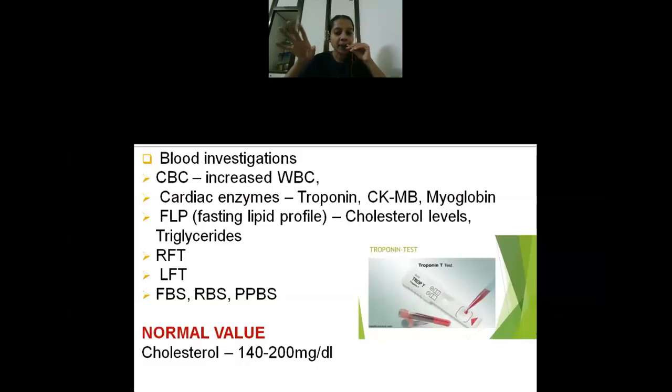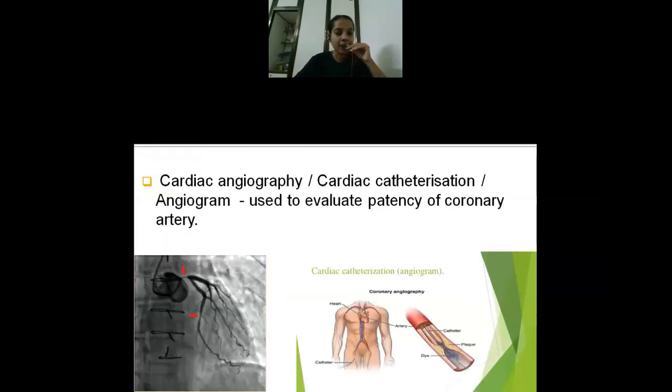Next, you may also have to perform the fasting lipid profile to know the cholesterol levels or triglyceride levels. Normally the cholesterol level has to be less than 200 mg per dl. Other than that, to know if there is any damage to the kidney or liver, you can perform renal function test or liver function test, and also you can perform the fasting blood sugar, random blood sugar, and postprandial blood sugar. The next most important thing that we do is cardiac catheterization or coronary angiogram or angiography.